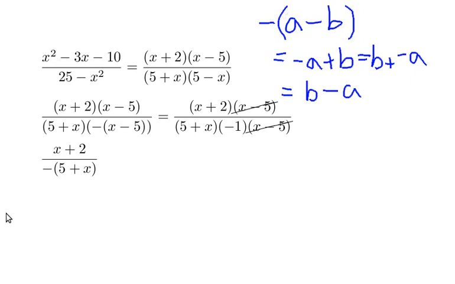If you want to write this as negative 5 minus x, if you want to move this to the top, because you can move the negative to the top if you wanted to. You can make this negative x minus 2 if you wanted to. What I'm going to do is just write this as negative on the outside. It doesn't really matter though. So negative x plus 2 over 5 plus x, or x plus 5. It'd probably be more common to see x plus 5 than 5 plus x.